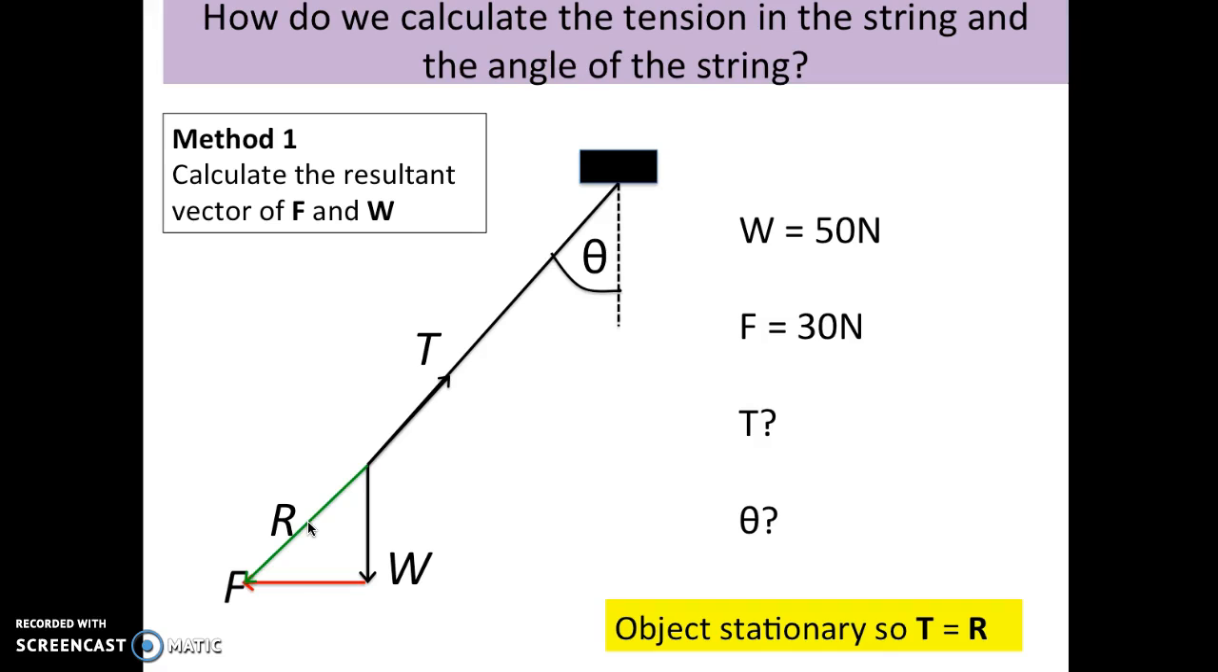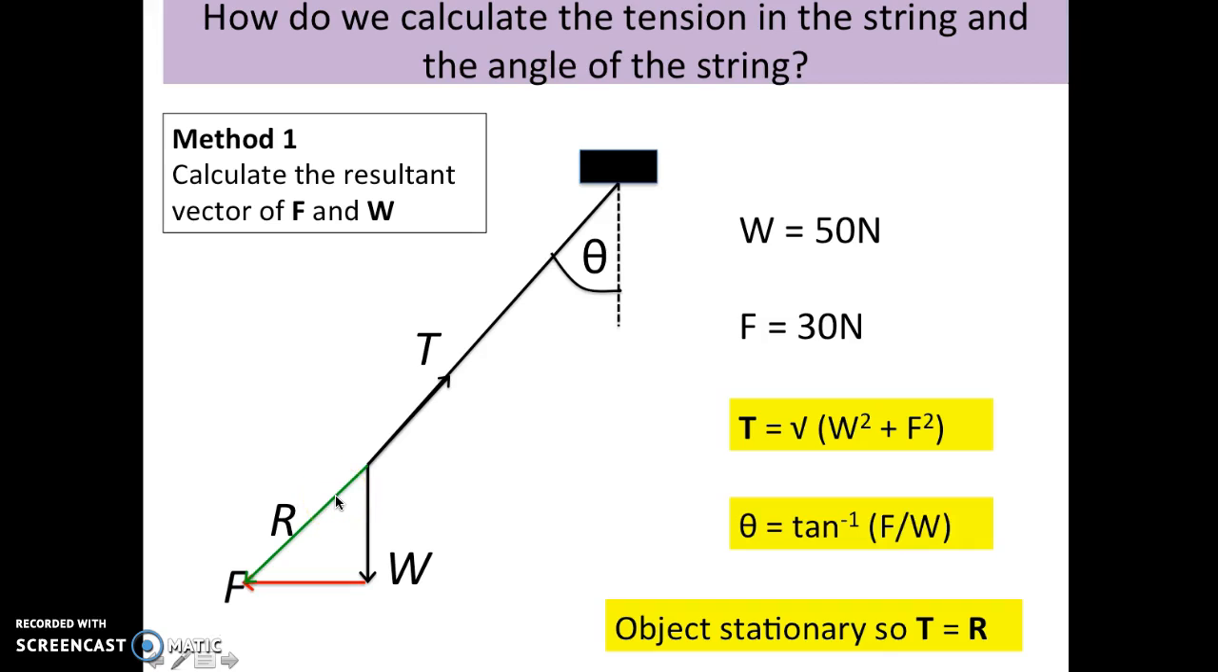Now, if I'd done a scale diagram, I could measure the length of R and measure this angle here, and I would have my answer to what T and R are. However, what the exam board are more likely to be looking for you to do is to do some simple maths. So I know that R is going to be equal to the square root of W squared plus F squared, and since T is equal to R, T will be equal to the square root of W squared plus F squared. That is the magnitude of this vector. To calculate theta, I need to use a basic trigonometry relationship.